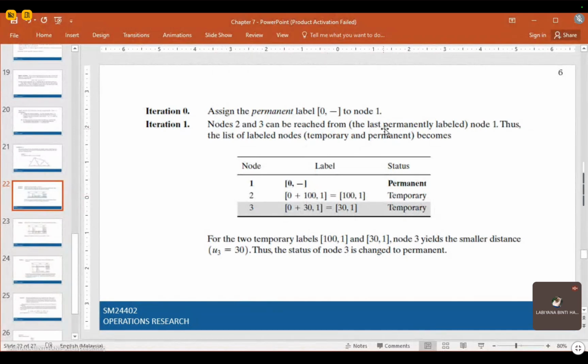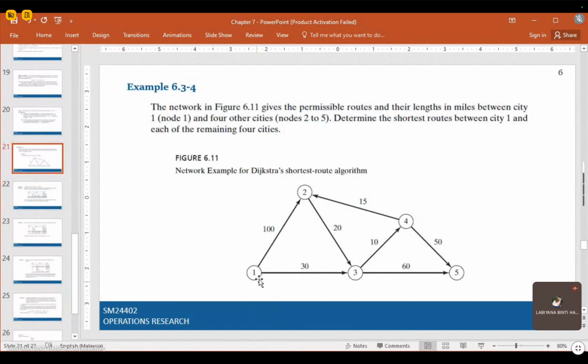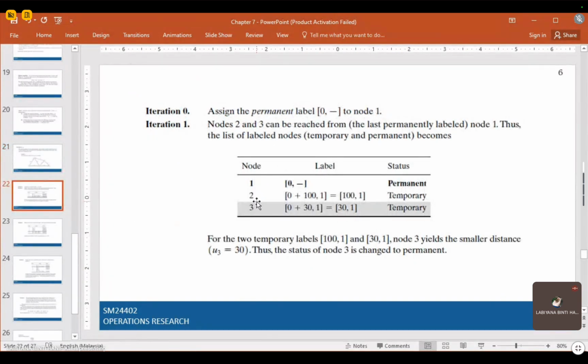Node 2 and 3 can be reached from node 1. We start from node 1. From this node 1, we can reach node 2 and node 3, but we cannot reach 4 and 5, right? So that's why node 1 is our permanent. The next nodes 2 and 3 will be our temporary.